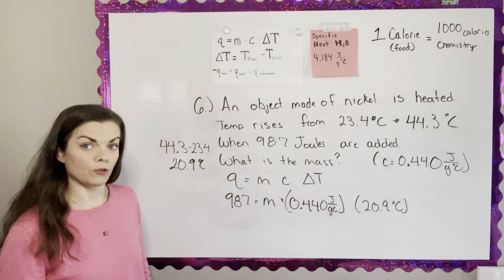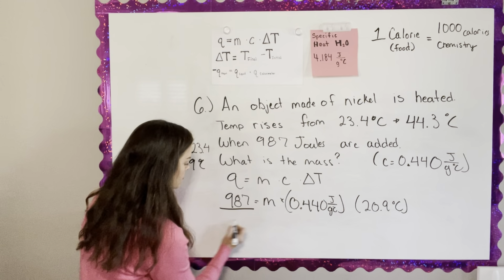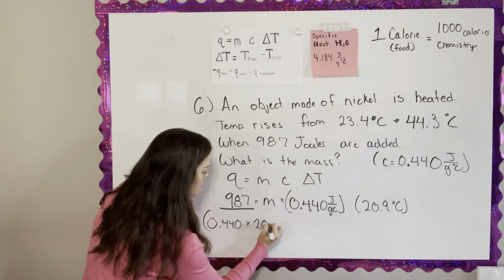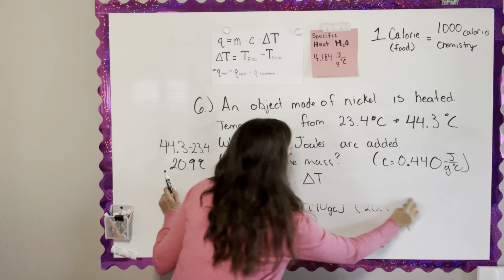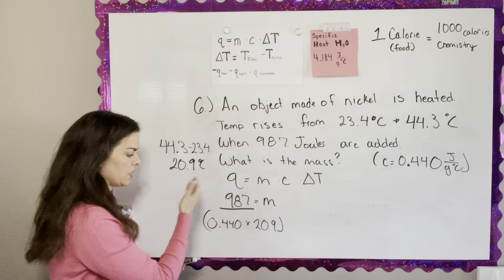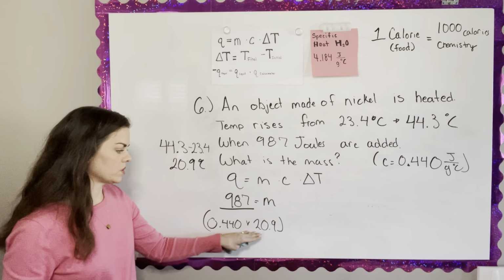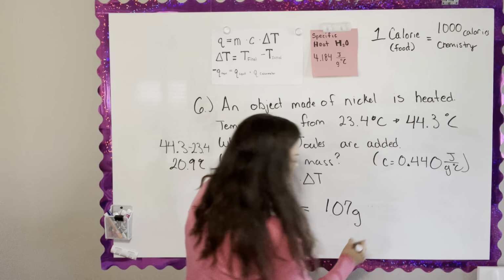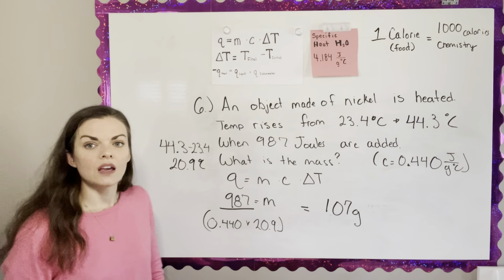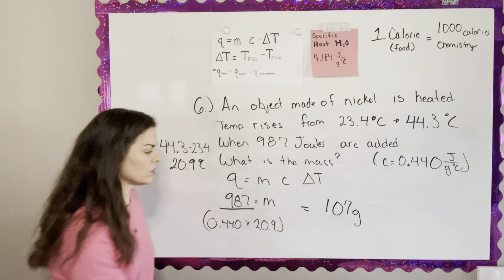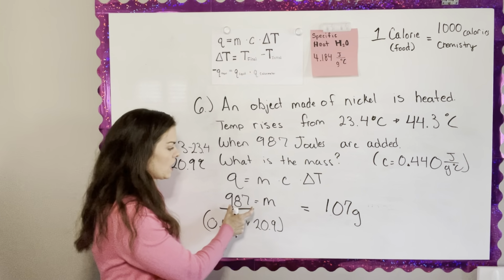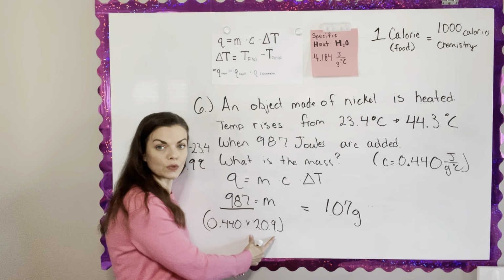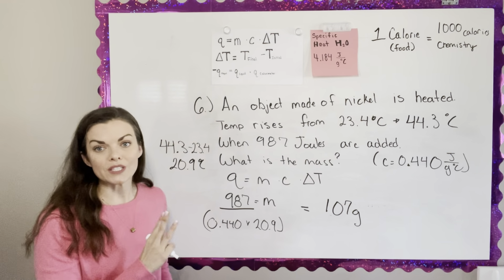So now we would just solve for M. 987, then you would put 0.440 times 20.9 in parentheses on the bottom of that. And for M, you should get 107. And this is a mass, and so it is in grams. Why no decimals in that answer? Well, here I have 3 significant figures. Here I have 3 significant figures, and here I have 3 significant figures. So my answer is going to only have 3 significant figures.